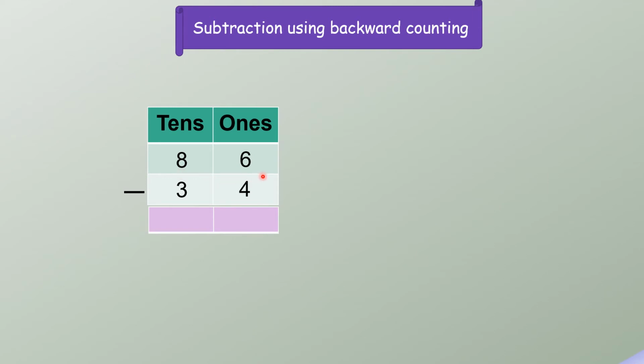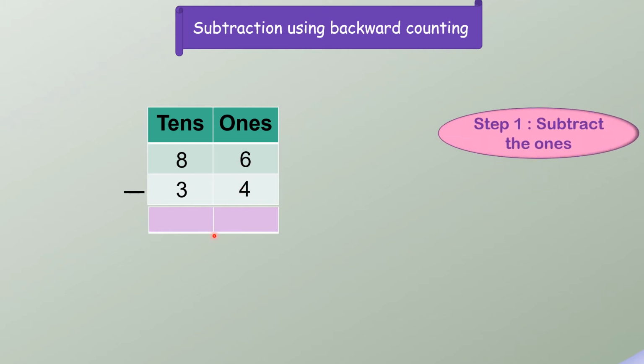Now, as we all know, we always start with the ones. So step 1 is subtract the ones first. How do we subtract? We have to use backward counting over here. Whenever we use backward counting in subtraction, the smaller number, the below number, should be taken in hand, 4 in our hand, and backward counting from 6.